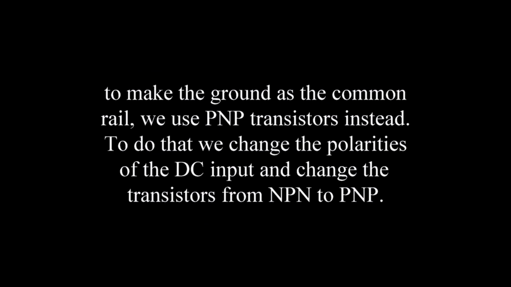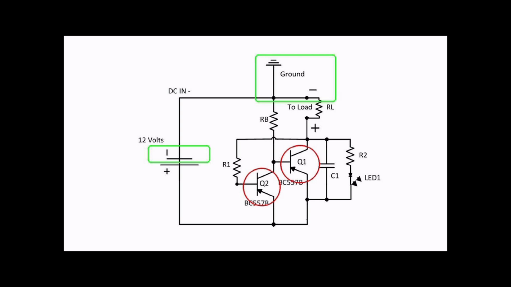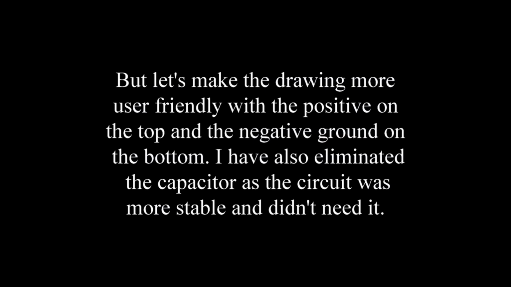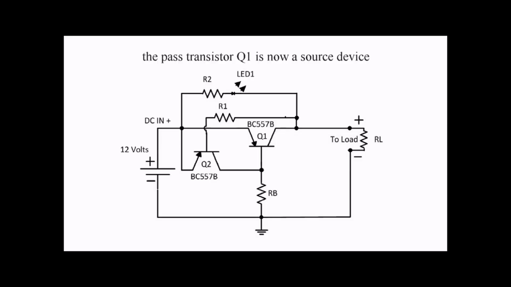To make the ground the common rail, we use PNP transistors instead. To do that, we change the polarities of the DC input and change the transistors from NPN to PNP. But let's make the drawing more user-friendly, with the positive on the top and the negative ground on the bottom. I have also eliminated the capacitor, as the circuit was more stable and did not need it. The pass transistor Q1 is now a source device.